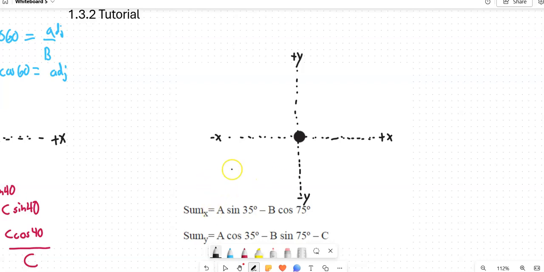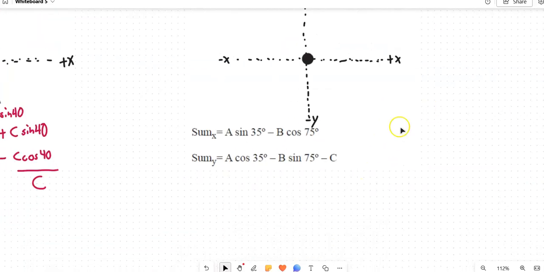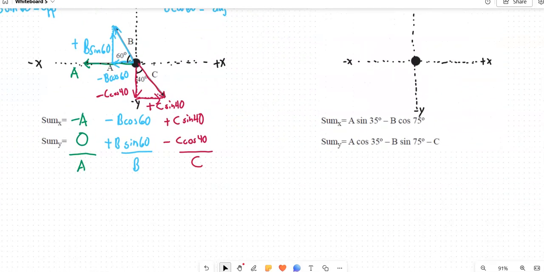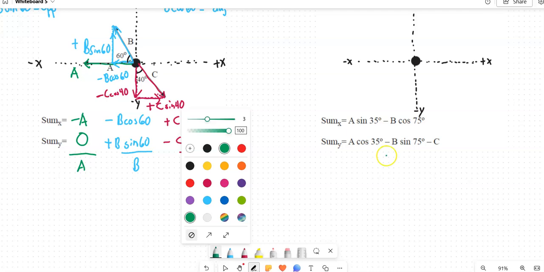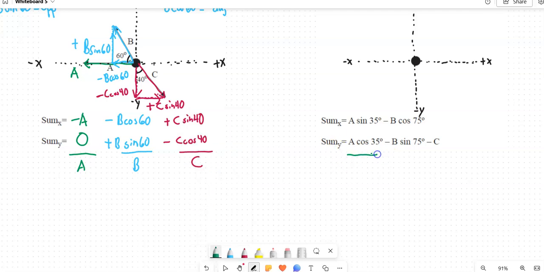And again, what we're going to use is the a, b, and c here. Okay? So the a vector we said is green. So this describes the a vector. This describes the b vector.